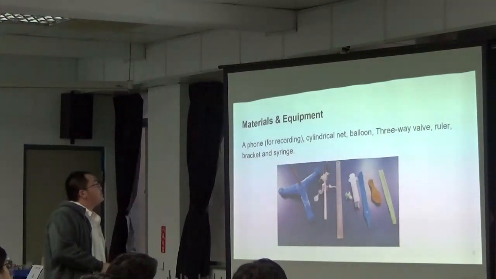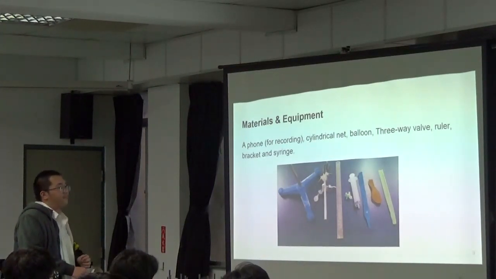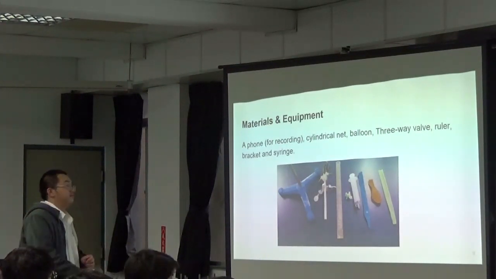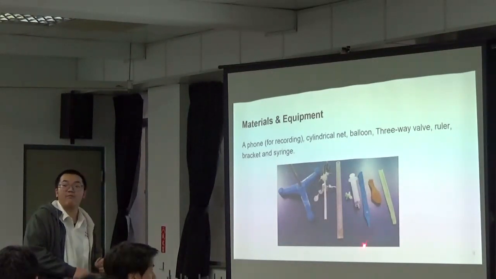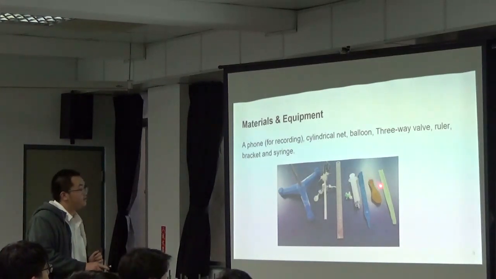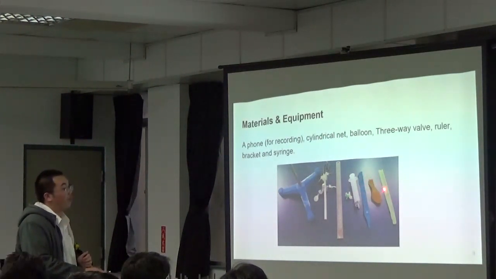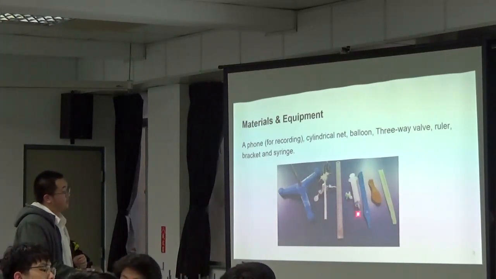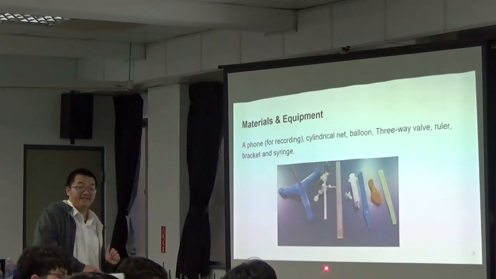So these are the materials I use in the experiment. First, the foam, the brackets, and the two balloons. These balloons I have talked about before. The lengthy one is the one that we won't use in the air muscle. We will mainly use the yellow one, the shape like the yellow one here. And also the cylindrical net, the syringes, and the 3-way valve, which is how we inflate the air inside.